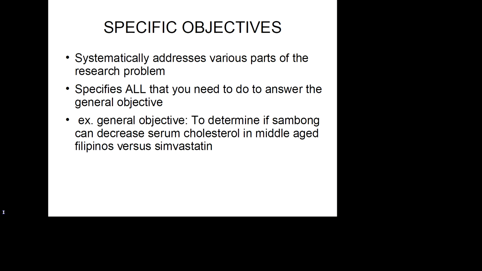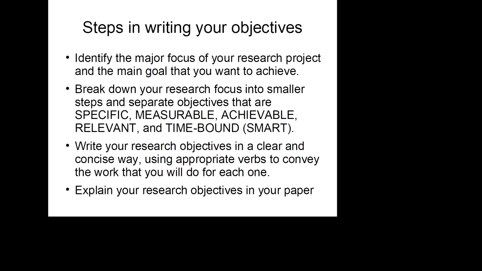Okay? So the steps in writing your objective. First, identify the major focus of your research project and the main goal that you want to achieve. Break down your research focus into smaller steps and separate objectives that are specific, measurable, achievable, relevant, and time-bound. Write your research objectives in a clear and concise way using appropriate verbs to convey the work that you will do for each one, and explain your research objectives in your paper.